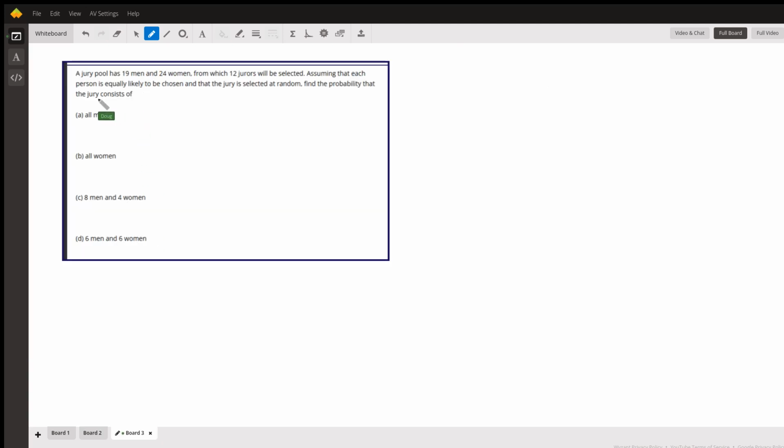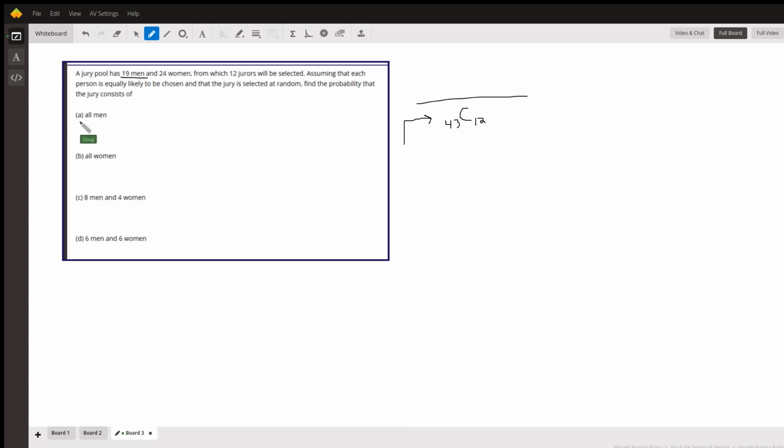Now, if we go back to here and try to follow the same pattern, if you try to list out all the possibilities, you'll be here for the rest of your life. Okay, that's why we need this combination formula. So we first have to figure out what are the total possible number of outcomes. Well, there's 24 plus 19, 43 people to pick from. And we want to take 12 of them. So whatever that number is, and it's huge, that's the denominator of the probability.